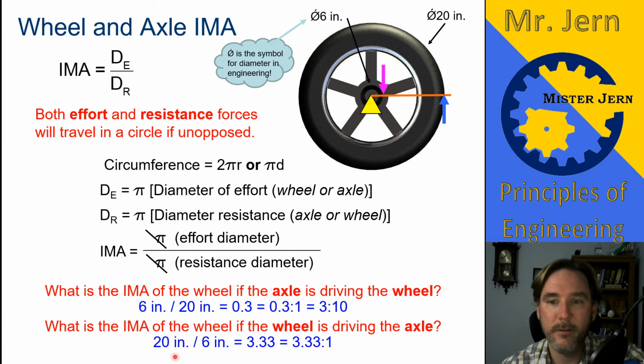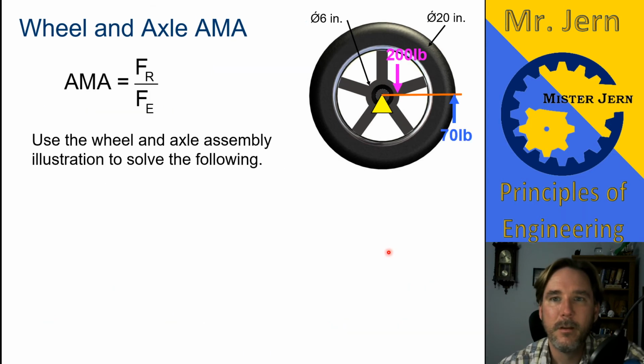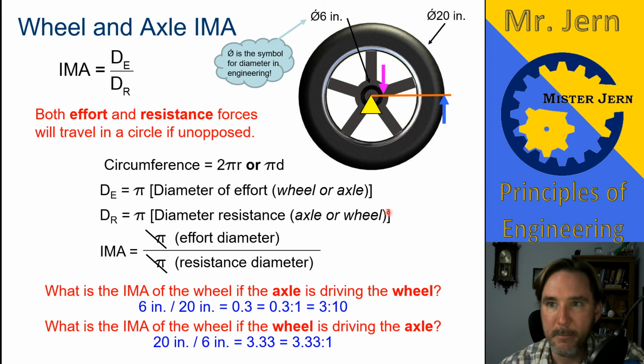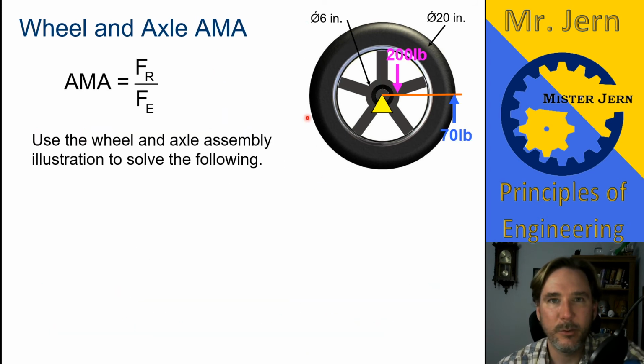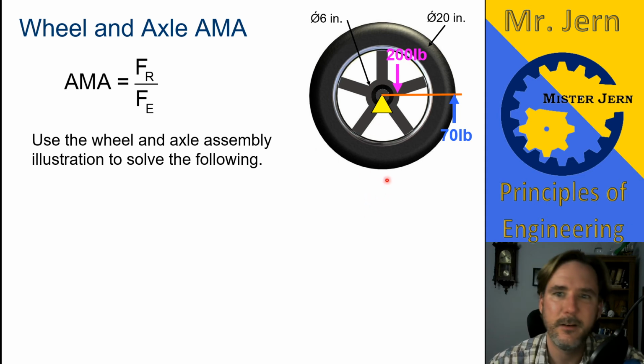You take the 20 divided by the 6 inches, and you get a 3.33 to 1 ratio for the IMA. What about AMA? All right, well, it's the same thing. In this case, you have to have actual measurements. So like the other one, you could take distance measurements, I should say. But in this case, you actually had to do actual tests to see how much force does it take to do this? How much force does it take to turn that?